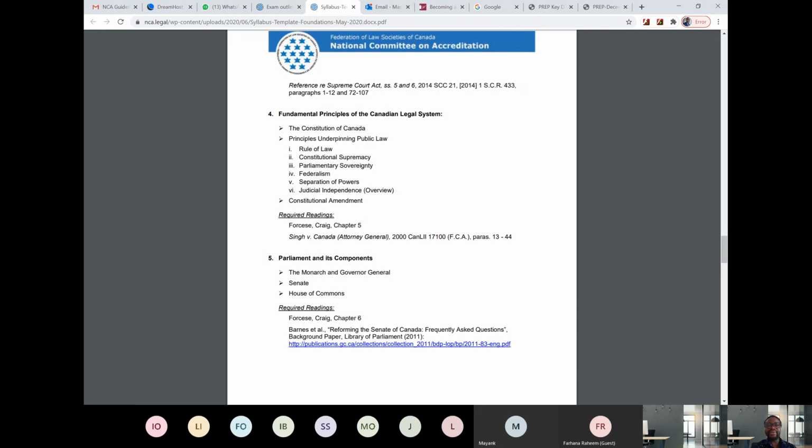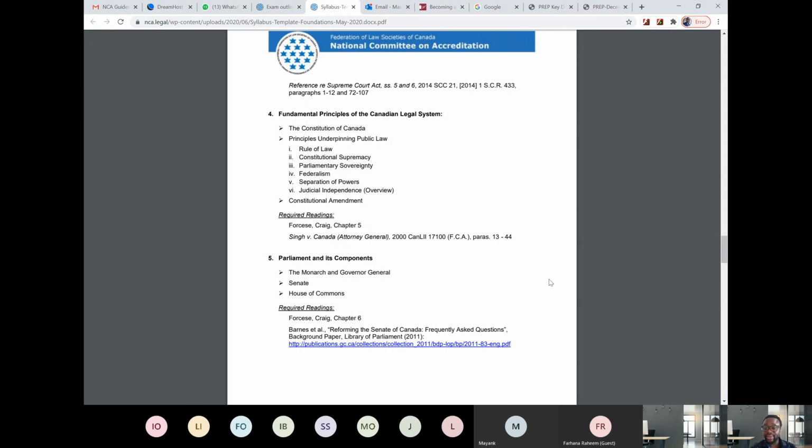When we go through the Constitution, we'll see some of these other laws that are part of it. Next are the principles underlying public law. These are unwritten principles of the Constitution, and this is how the court usually applies them in interpreting public law, in particular the Constitution and the Charter. So the first principle is rule of law.